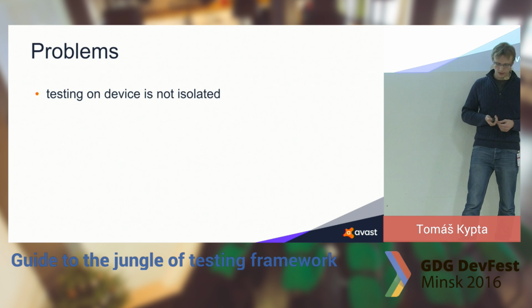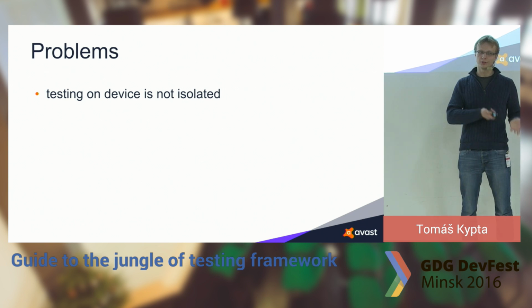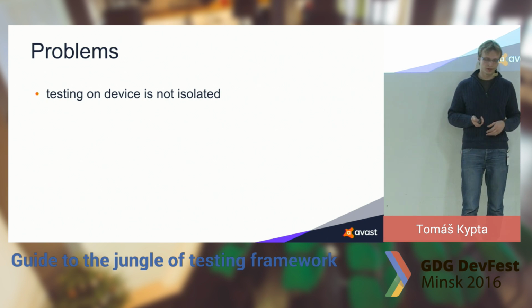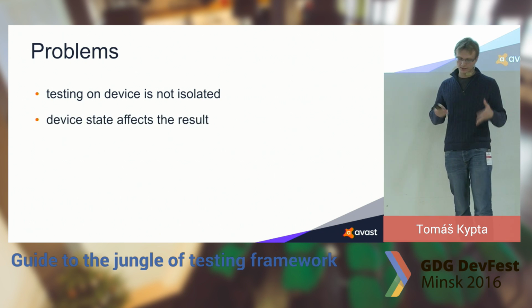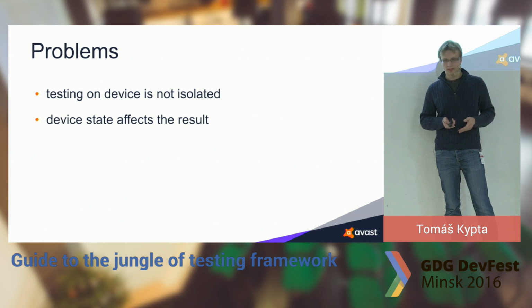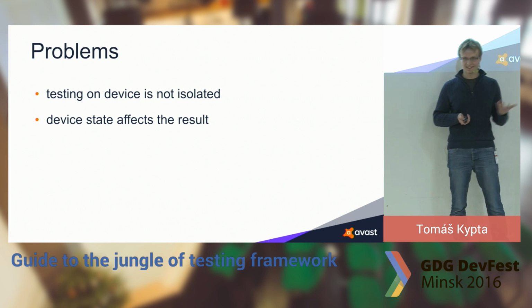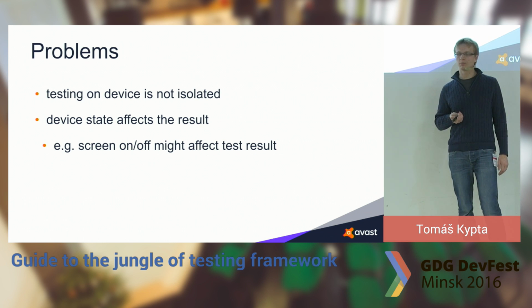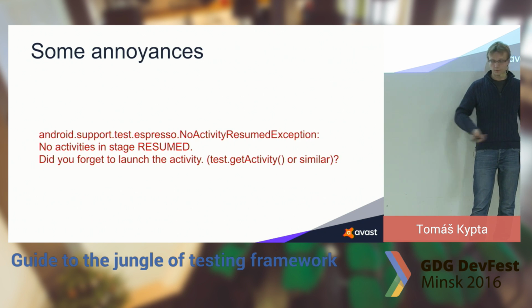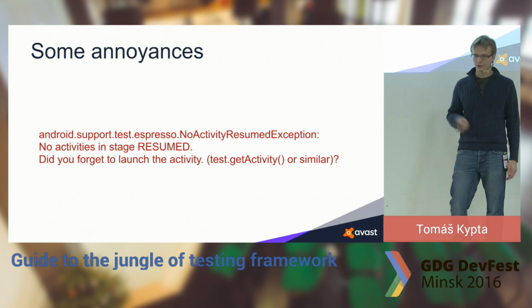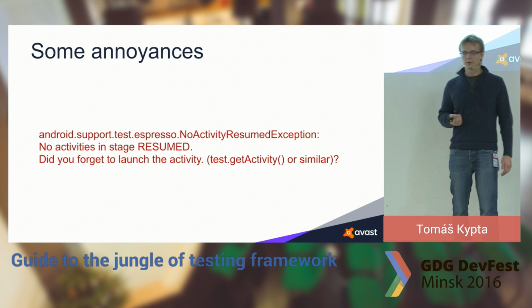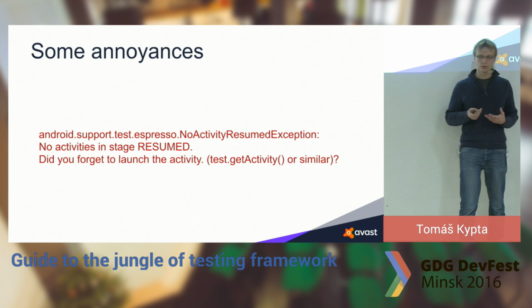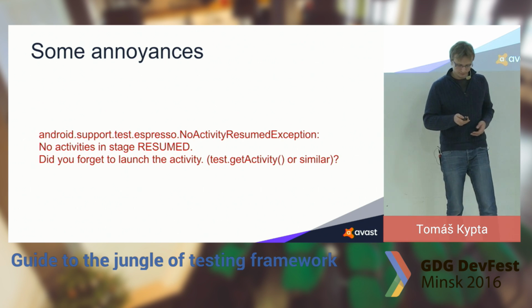What are the problems? Well, the testing is not isolated because it runs on your device, and on your device there are probably lots of other applications that can do their own things. The device state might affect the results. That means, for example, it depends on whether your screen is on or off. This can change the result. If you forget, for example, to turn on your screen, you will get some exception, and you will, for a while, think, okay, what's wrong? What am I doing wrong? Then Google usually helps.